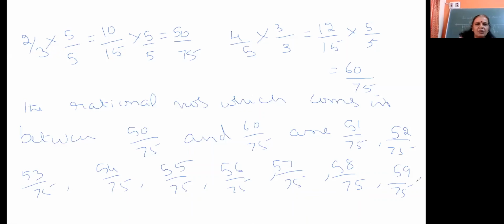And then the same question you can do in the other way also. That method you can do it only when you need very few rational numbers, 2 or 3 rational numbers. That same question, that is 2 by 3 and 4 by 5. Now you have to find 2 rational numbers which come in between. For that we will write a rational number x which comes in between these two.